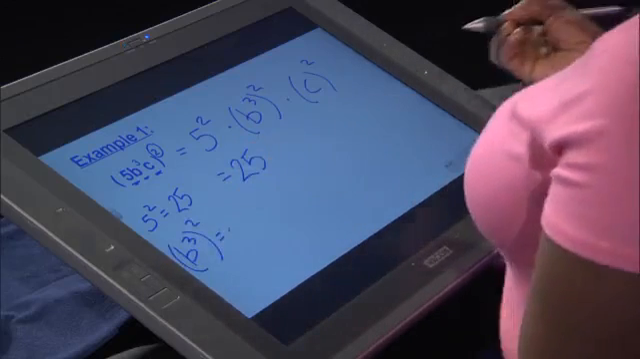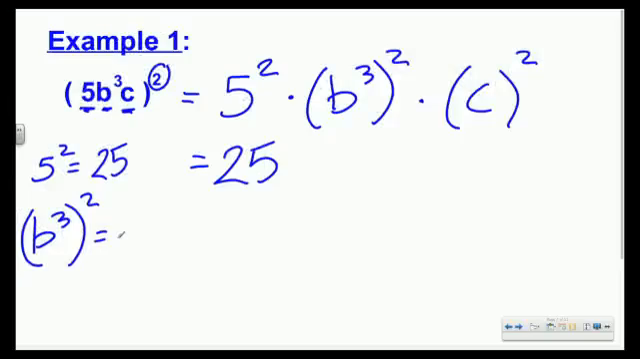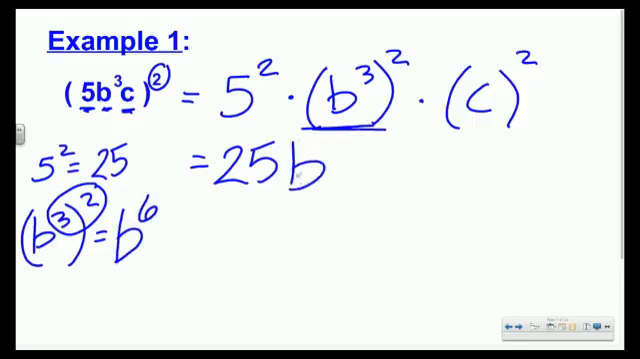We're going to use our rule about raising a power to a power. So you remember when you raise a power to a power, you just multiply your exponents together. So I know 3 times 2, that's 6. So that means that that simplifies as b to the 6, right? So I know that this second part right here, I can rewrite as b to the 6.